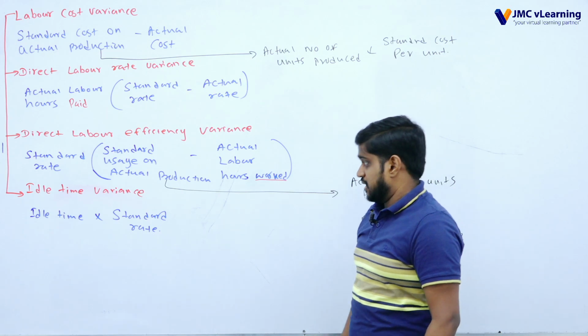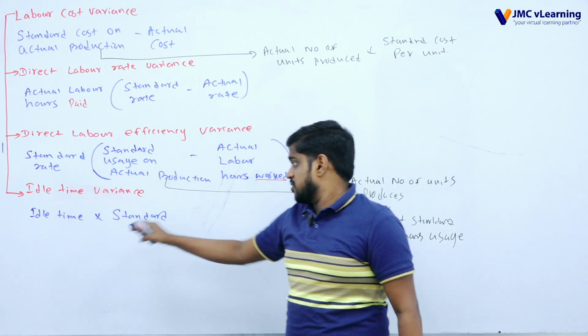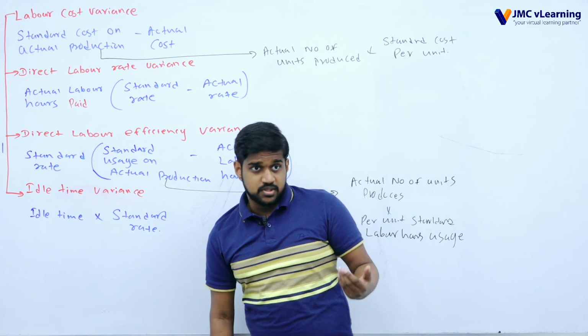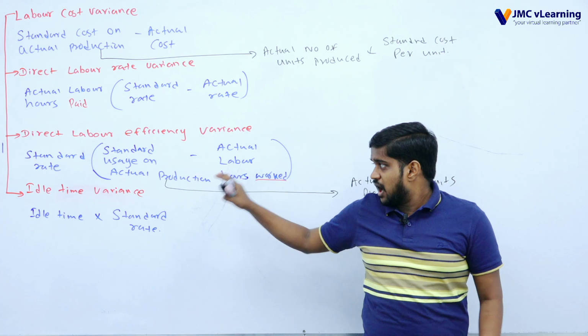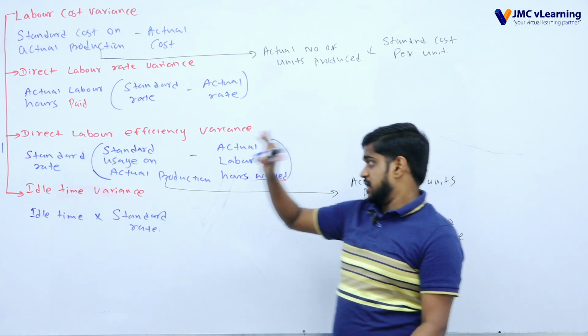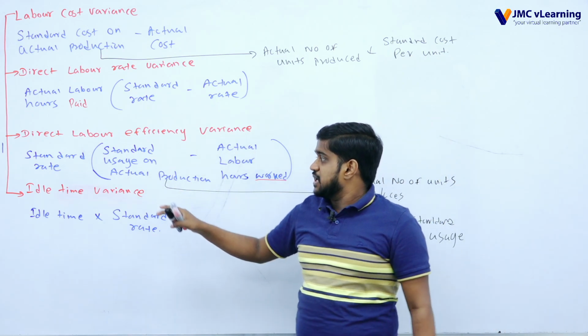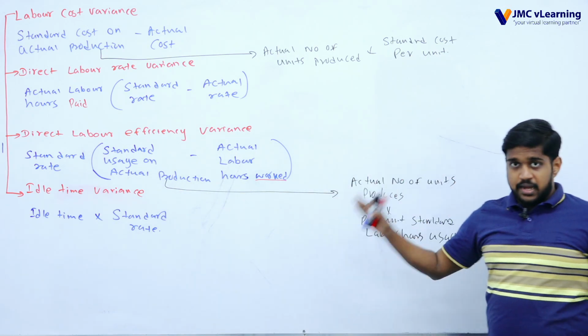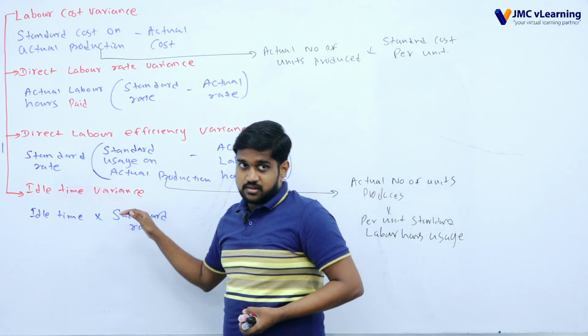Then how can we take idle time variance? Simply, we can multiply our idle time, so the idle hours, by the standard rate per hour. Then we can get our idle time variance. This is our third one, the third sub-variance.